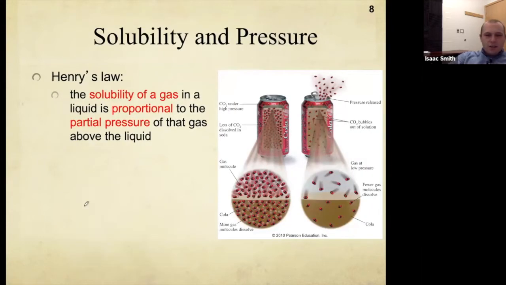Okay, and we're going to learn another law that has to do with partial pressures. So we learned about Dalton's law, that the total pressure is the sum of all the partial pressures of each individual gas. And building on that idea, Henry's law says the solubility of a gas is proportional to the partial pressure of the gas above the liquid, which should make sense.